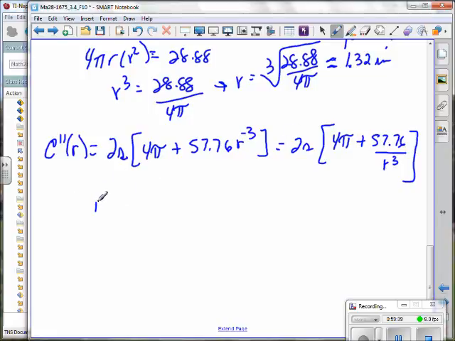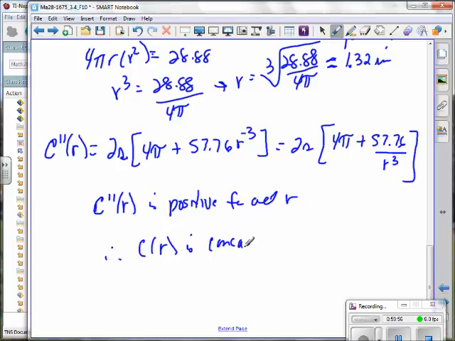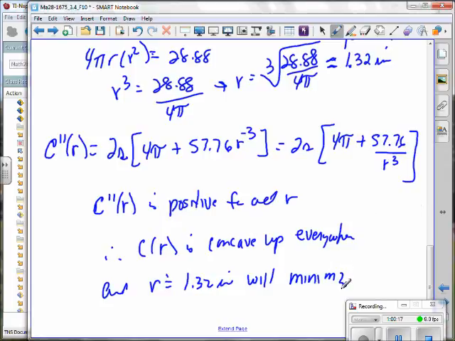So C double prime of r is positive for all r. Therefore, the cost function is concave up everywhere, right? Okay. And r equals approximately 1.32 inches will minimize cost. Now, what is the height?